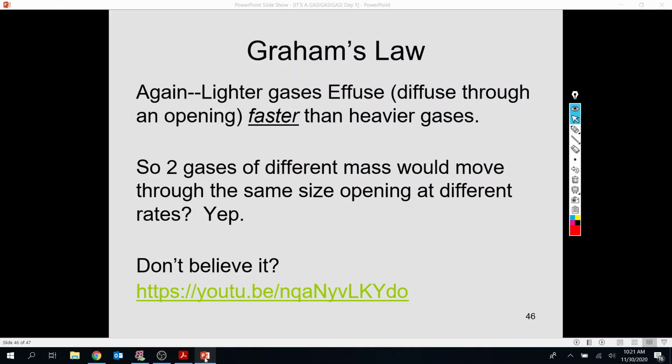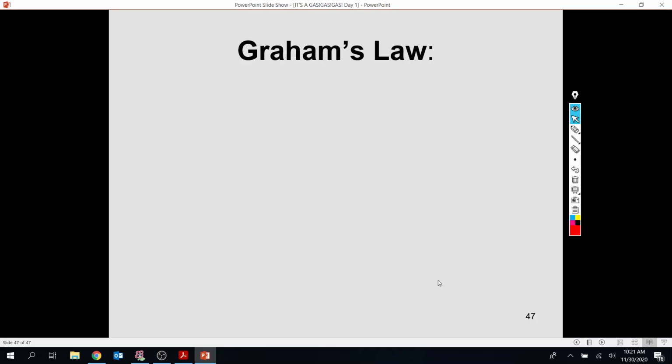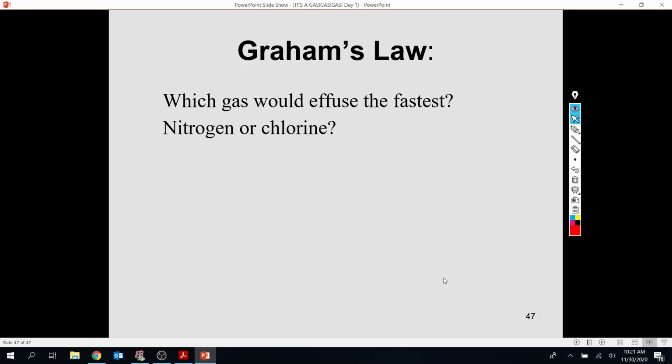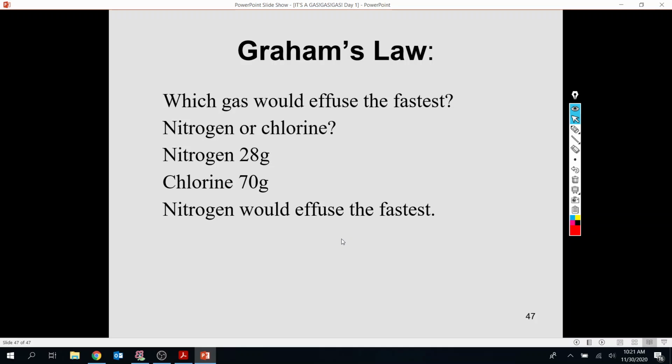All right, let's finish filling in our notes for today, and I think that will do it. We'll double check. Okay, a quick one: which gas would effuse the fastest, nitrogen or chlorine? Well, N2 versus Cl2, nitrogen has a smaller mass, and so it will effuse faster because it is 28 grams and chlorine is 70 grams. So nitrogen will absolutely be effusing fastest. And we saw a demonstration of that as well.